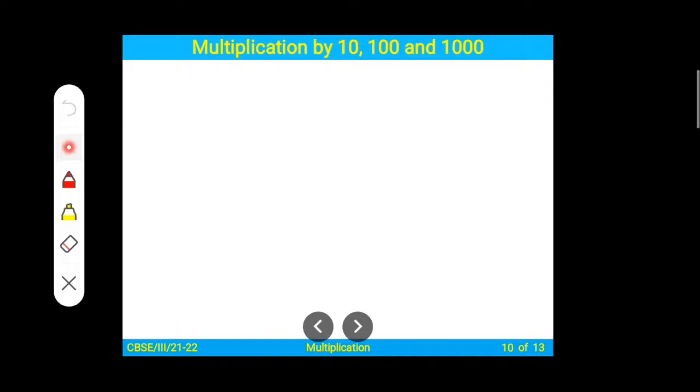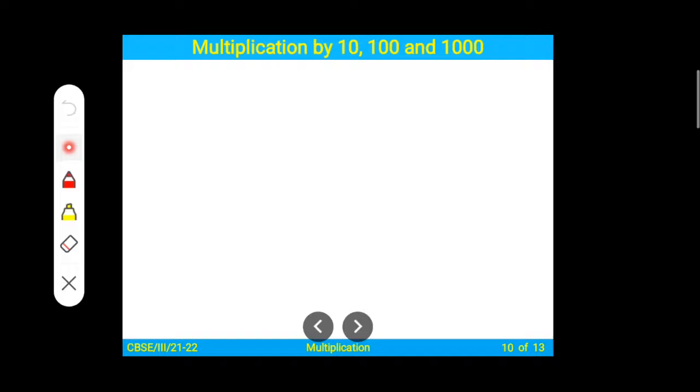Now we go ahead and learn multiplication by 10, 100 and 1000. We also learned addition with 10, 100, 1000 and subtraction with 10, 100, 1000. In that, whenever we add or subtract 10, we increase or decrease the tens place digit. When it's the turn of 100, we increase or decrease the hundreds place digit. And whenever we do addition or subtraction with 1000, we increase or decrease the thousands place value.